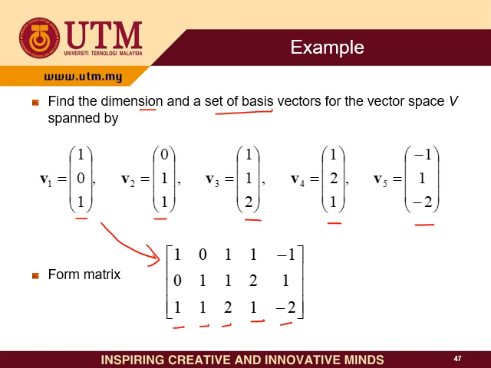Then, of course, we need to change it to our E, which is the row echelon form. Okay, we need to change this first to row echelon form with leading 1.